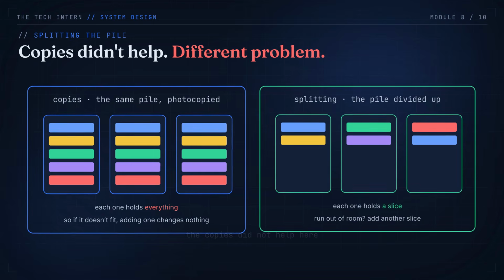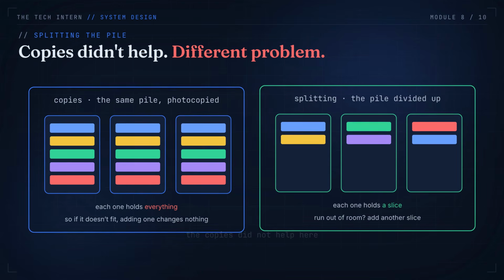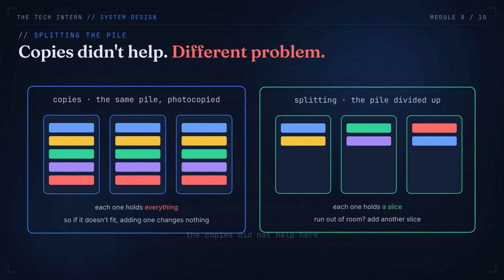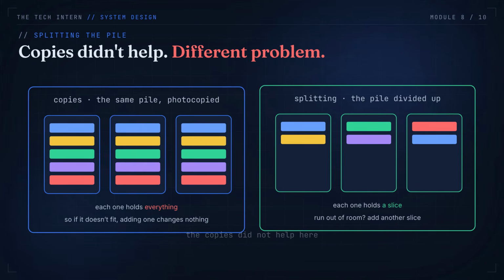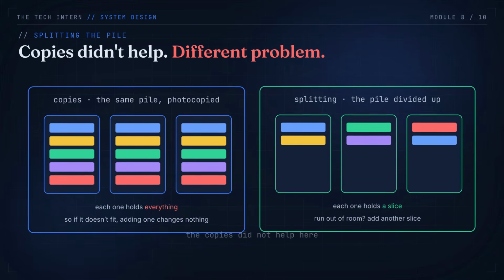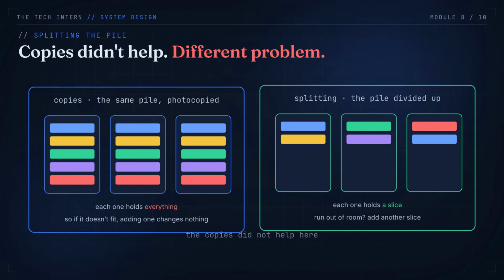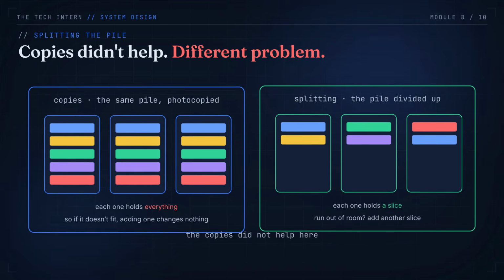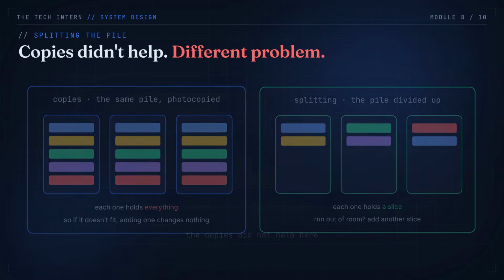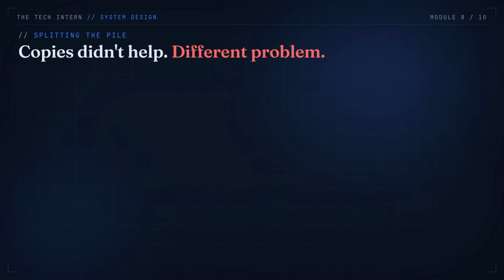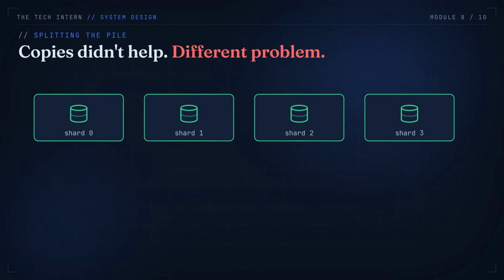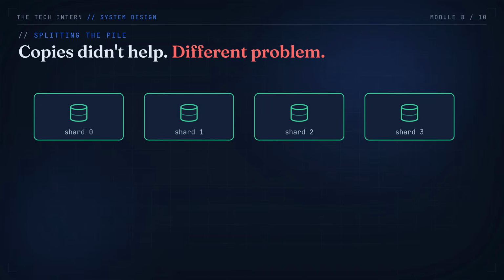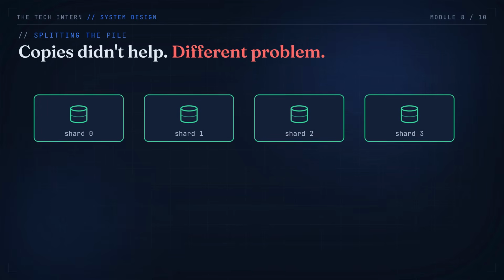Instead of every machine holding everything, you split the data and give each machine a slice. No single machine holds it all. Together, they hold everything. Run out of room? Add another slice. But splitting raises an obvious question. Priya opens her orders. Which machine are they on? You can't search all four, that defeats the point. So you pick one field to split by. And that field is called the shard key.